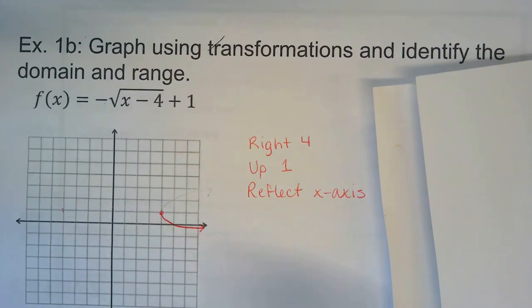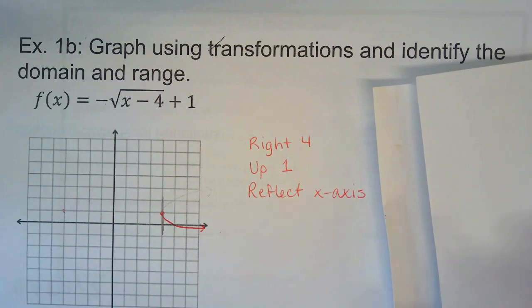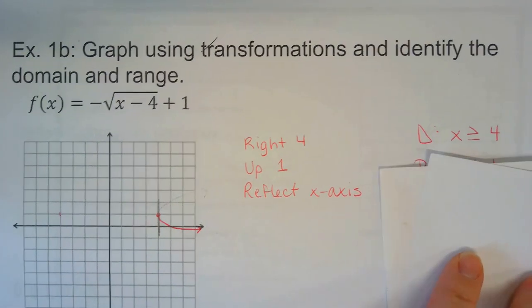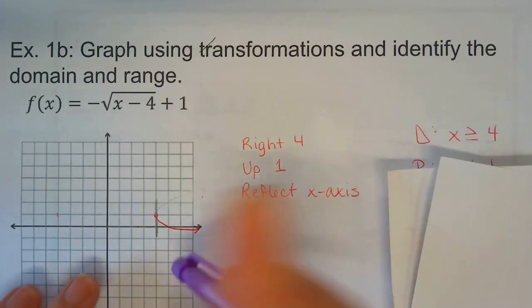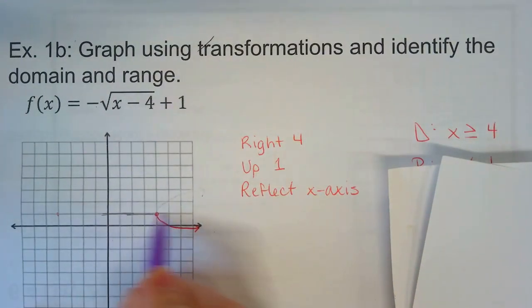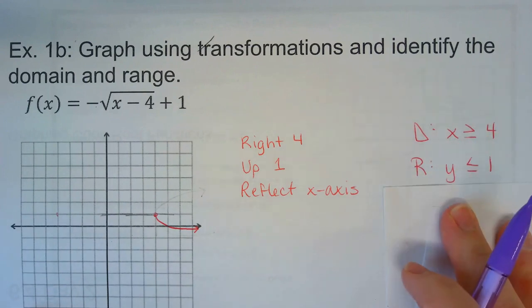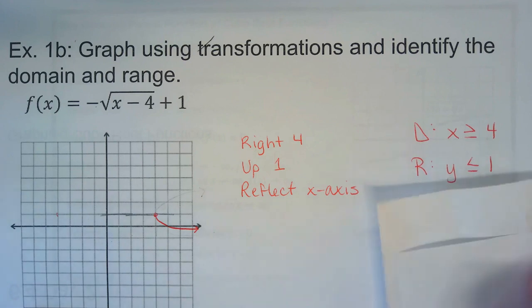Now I'm doing domain and range. So my domain is my x's. I can see that my x's are starting at 4 and they are getting bigger. I can see that my y's are starting at 1 and they are getting smaller this time because it's going down. So y less than or equal to 1.